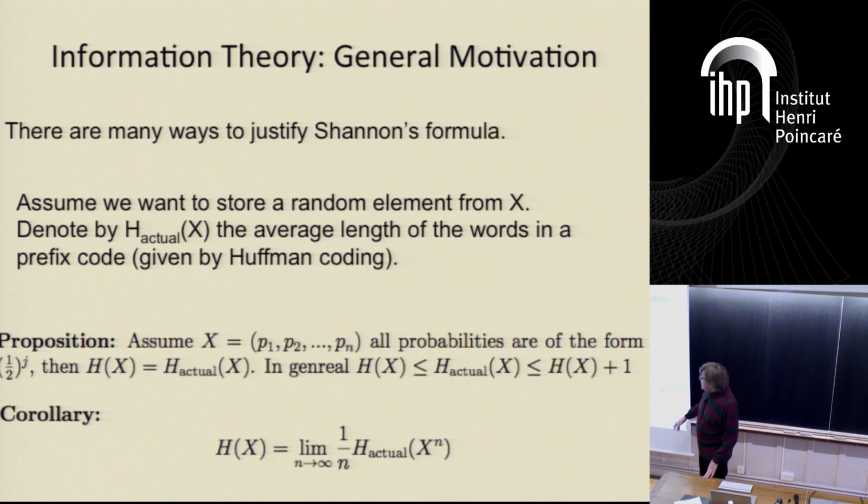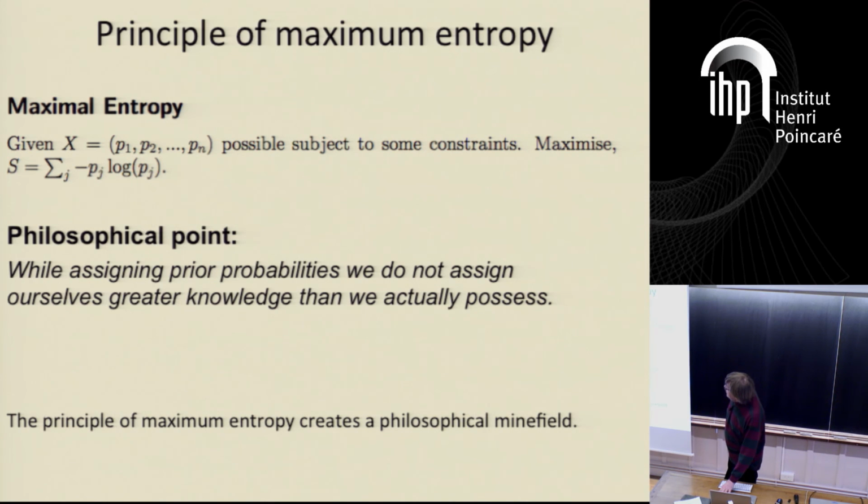And the average length of this code, the effectiveness of that storage or that code, is simply essentially the entropy. So then I will just briefly go over the maximal entropy principle. Given some probability vector, given some constraints, maybe in the probability, maximize the entropy.